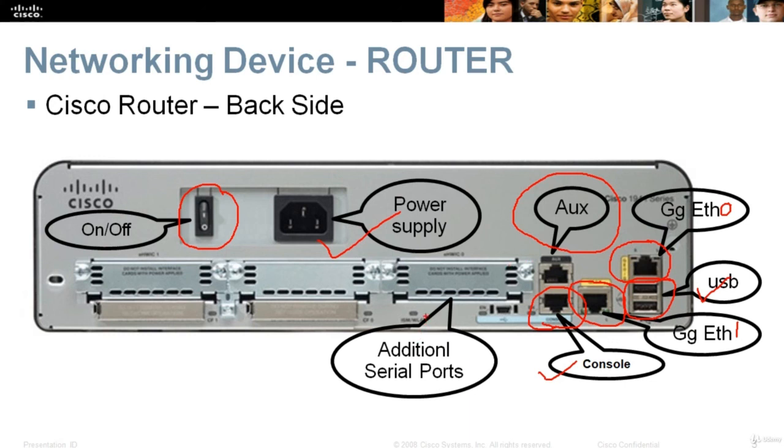Next are the additional serial ports. If we require additional serial ports, then we can install the additional serial port hardware into this particular slot. So this is what the basic ports of a router are.